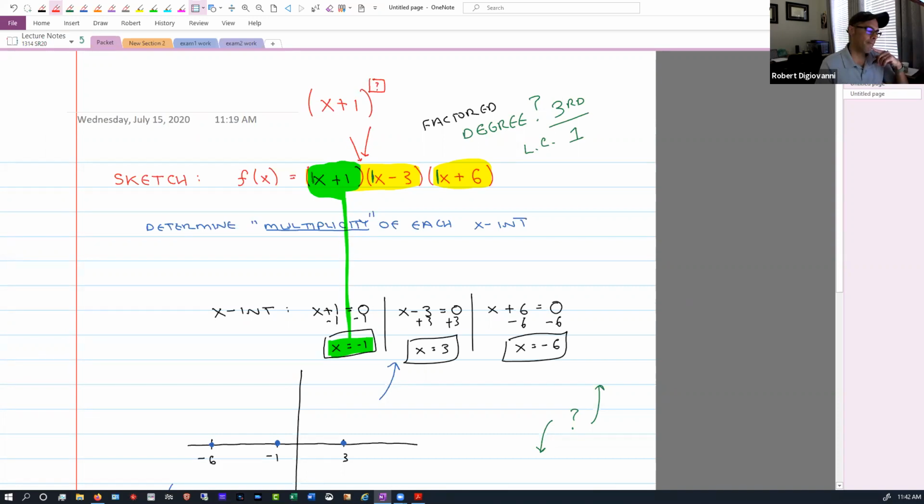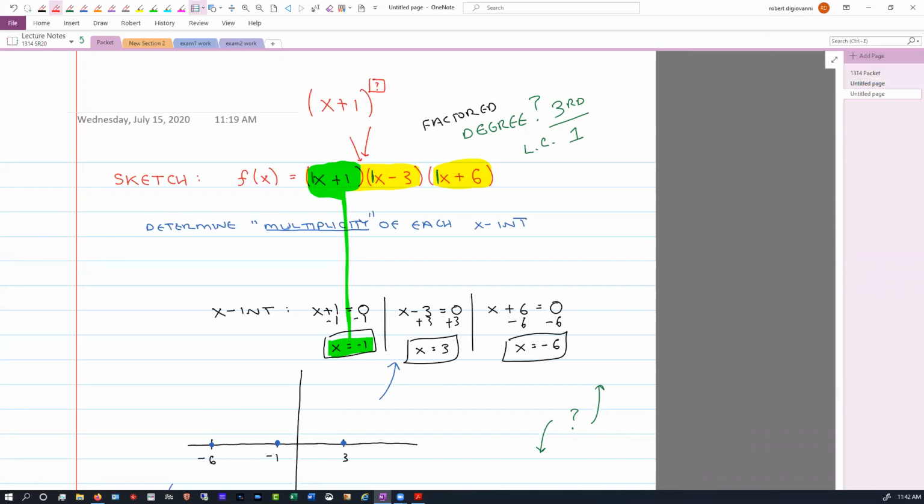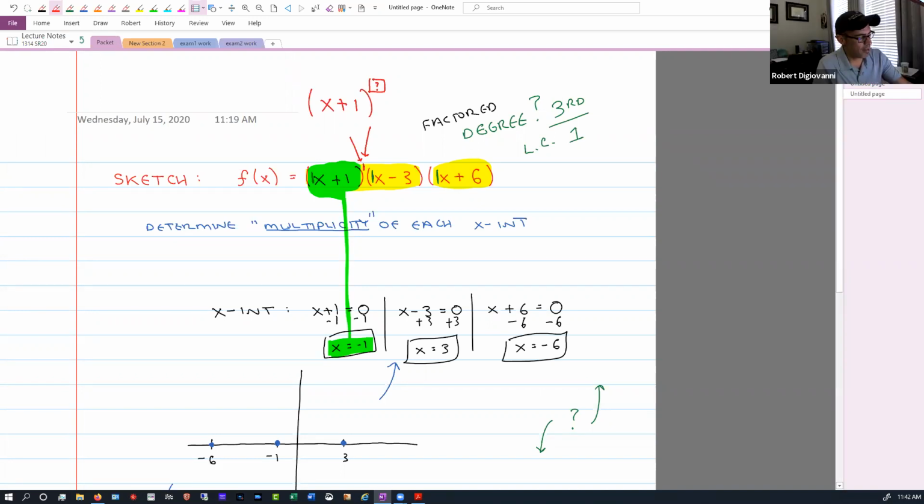Do you know? If there's nothing there, then what is it really? A 1, right? It's a 1. So there's a 1 on this parenthesis, and there's also a 1 on the next parenthesis and a 1 on the next. Those numbers are what you use to determine the multiplicity.